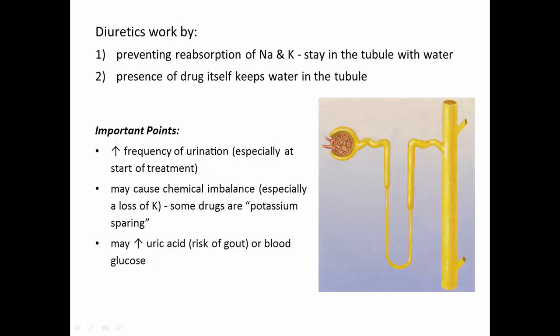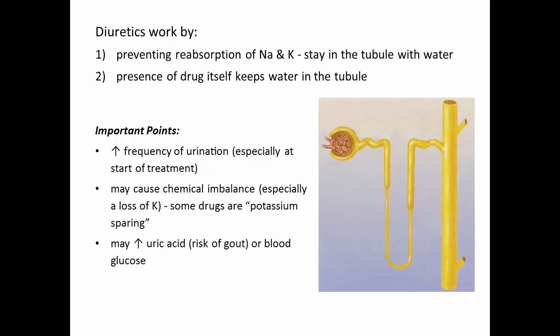If we prevent them from being reabsorbed, then those electrolytes will stay inside the tubule, and then water will follow and stay with them in order to dissolve them. So that's one way that these drugs work, by preventing that reabsorption of sodium and potassium. So they hang out in the tubule here, and then water stays with them, and then more water ends up in urine. The other types of diuretics can work by just the drug itself ends up in the tubule and water stays in order to keep that drug dissolved. So either way, we end up with more water in the urine.